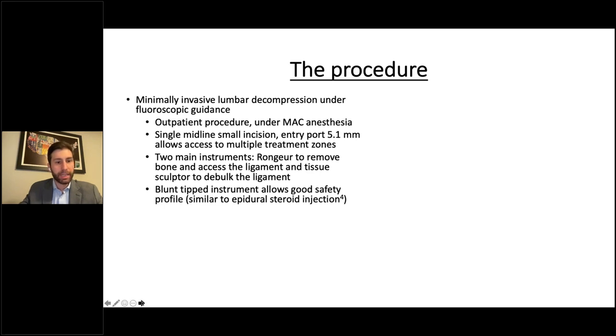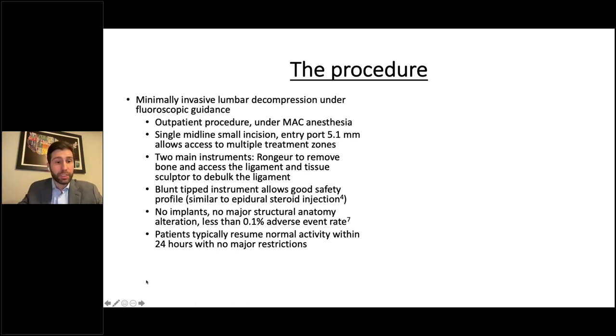It's a single midline incision, small entry point, using an entry point of 5.1 millimeters to access the multiple treatment zones. Two basic main instruments: the rongeur to remove the bone and access the ligament, as well as the tissue sculptor to debulk the ligamentum flavum. There is a blunt tip instrument that allows for a good safety profile, and the safety profile is considered similar to an epidural steroid injection.